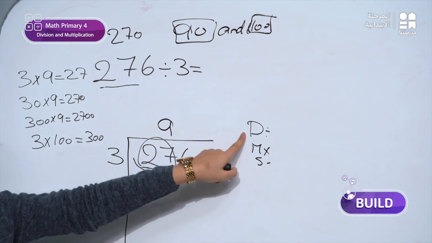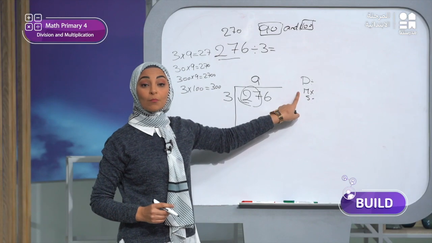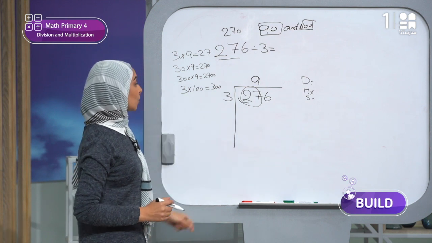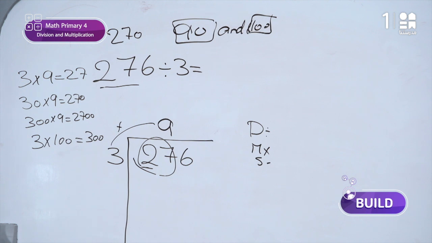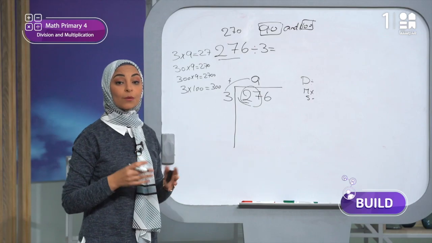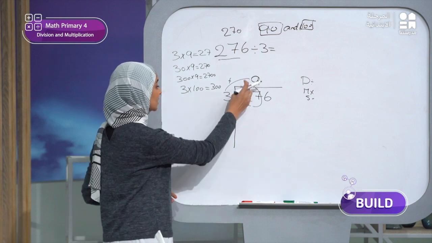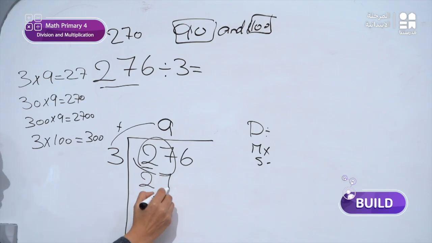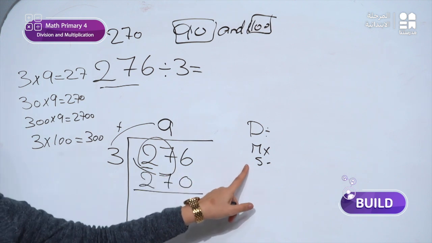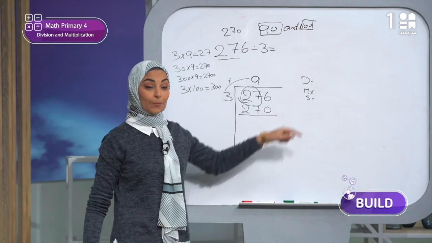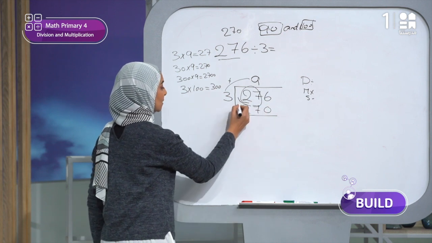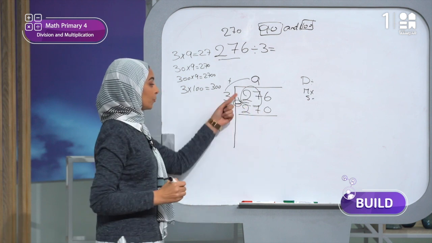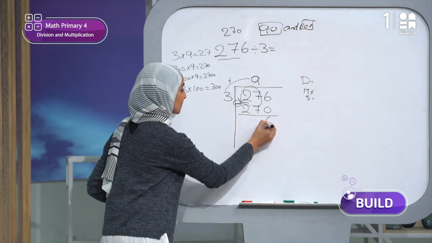Okay, I finished the division steps, so I will move to the multiplication. I will multiply what by what? Of course, I will multiply 9 times 3. This 9 is 90, so 90 times 3 gives me what? Of course, 90 times 3 gives me 270. I'll put my answer here. Then, what should I do? Of course, I will move to the subtraction step. So, I will subtract 270 from 276. I'll subtract these two numbers, so the answer will be 6.